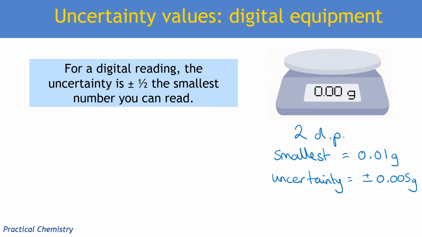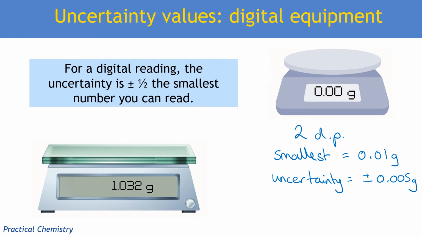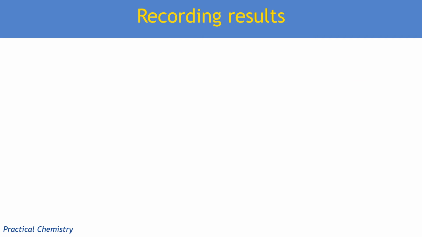So therefore, if I had a 3 decimal place balance, the uncertainty is plus or minus 0.000, 3 decimal places, and then a 5 after that, grams. Okay, there are not many other digital pieces of equipment that we commonly use in chemistry, but the same rules would apply. We did say we would talk about how this comes to recording results.